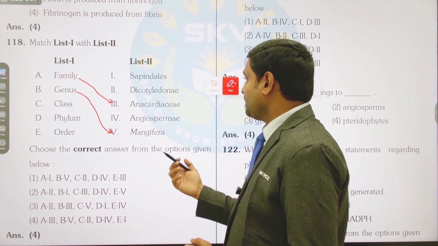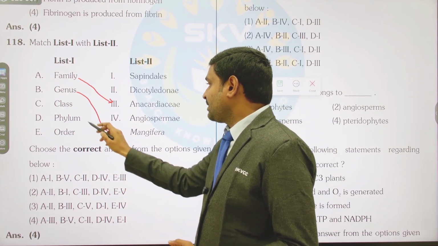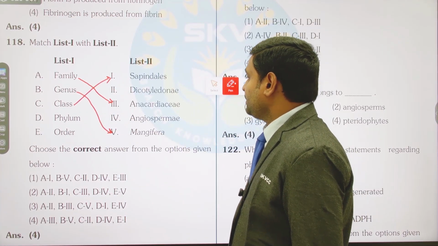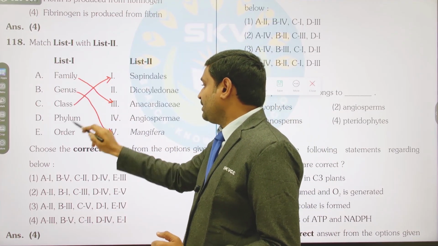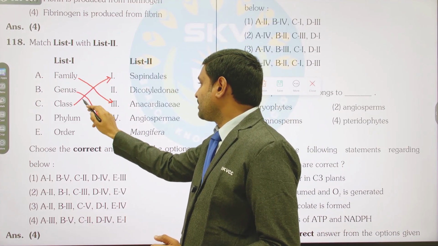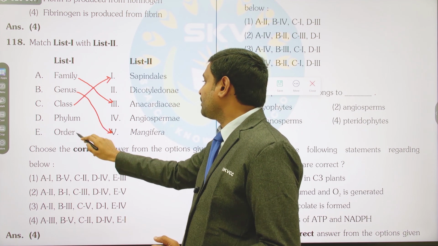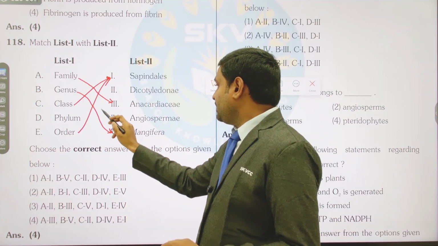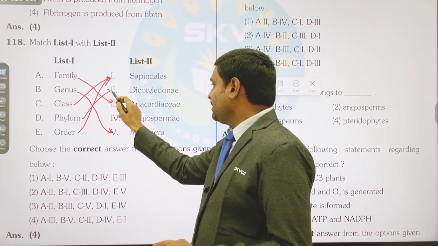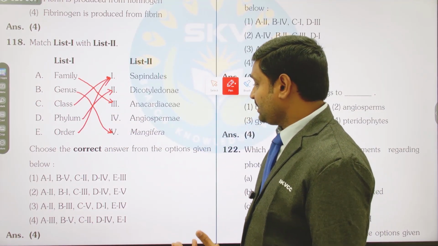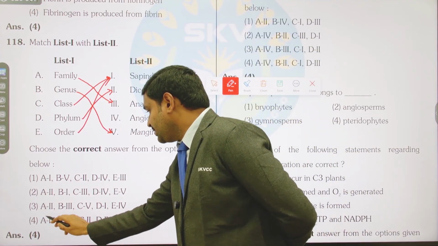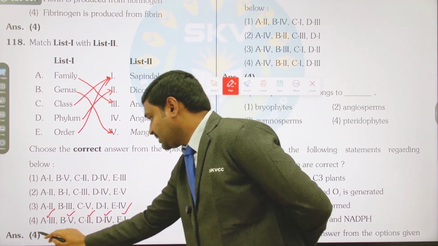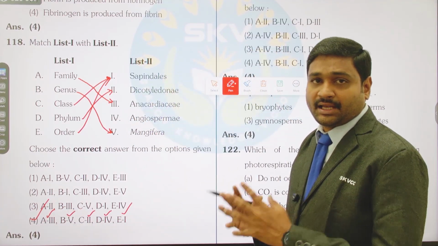Then class. What is the class here? The class is Dicotyledonae. Order is Sapindales. And here the phylum or division is Angiospermae. So directly we can pick up the option here: A3, B5, C2, D4, E1. So directly the fourth option is the correct option.